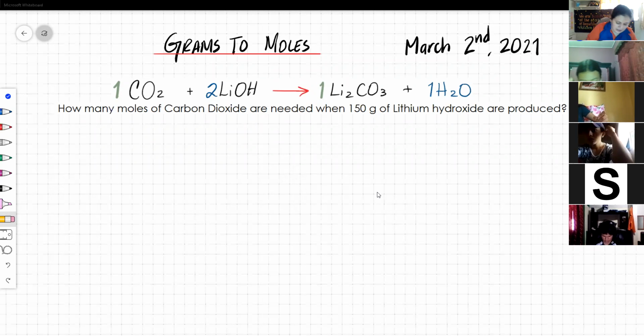Now, here in this question, it says, how many moles of carbon dioxide are needed when 150 grams of lithium hydroxide are produced? That is the question, okay? So what we do in the first place is, as I already told you many times, first check that the equation is balanced. If it's not balanced, you have to balance it.